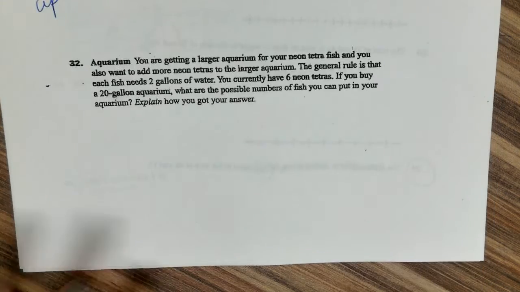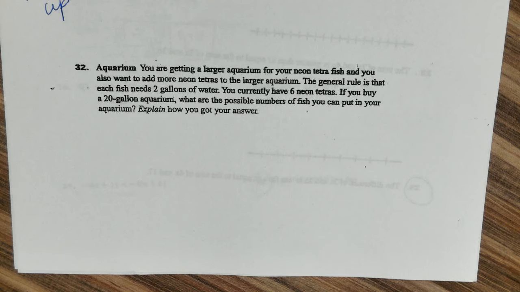All right, last one we're going to set up. You are getting a larger aquarium for your neon tetra fish. They're neon fish. You also want to add some more fish. The general rule is that each fish, did y'all hear a clue word? Each. Okay, each fish, that means there's a rate right there. It needs 2 gallons of water. You currently have 6 fish. You want to buy a 20-gallon aquarium. What are the possible numbers of fish you can put in your aquarium?